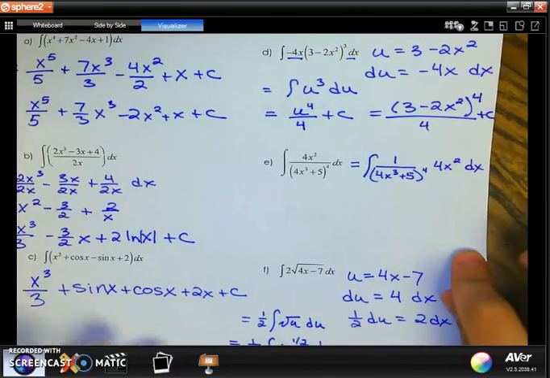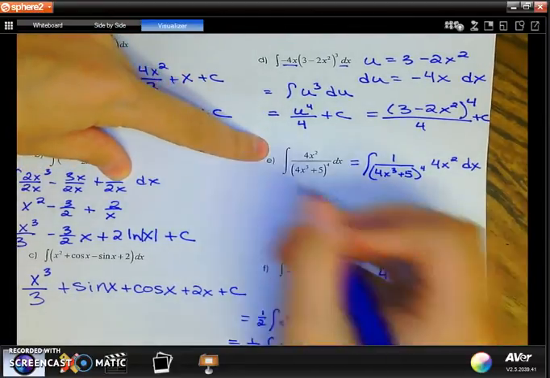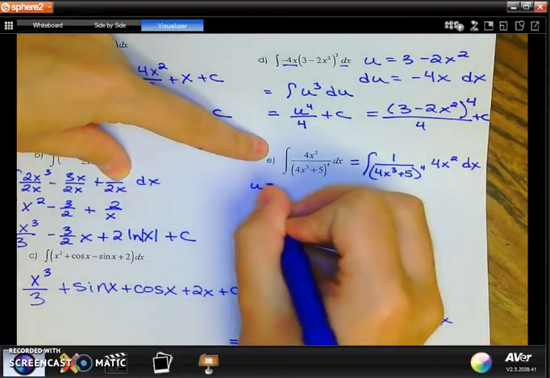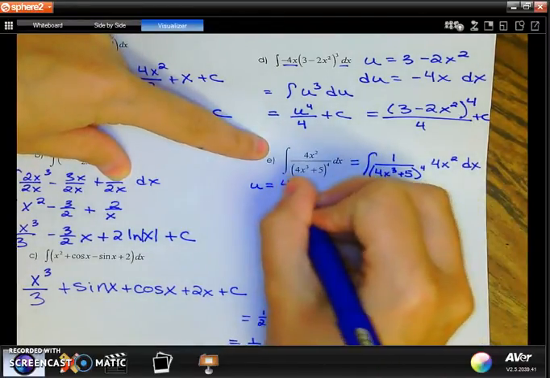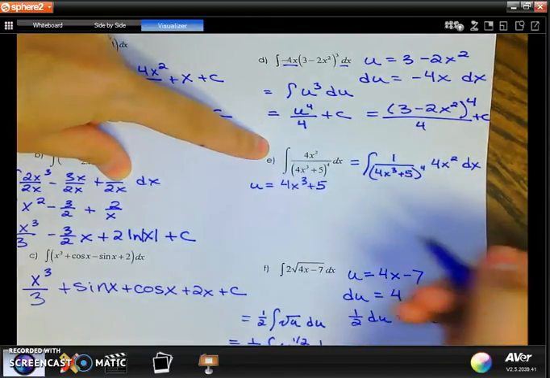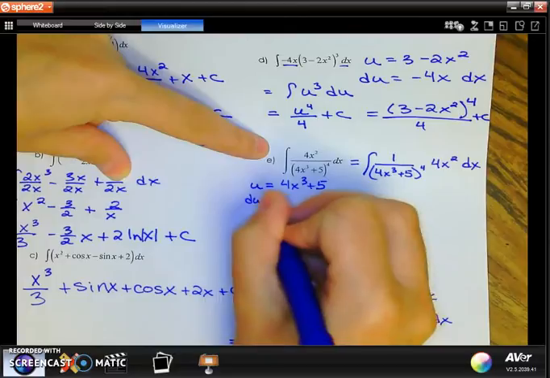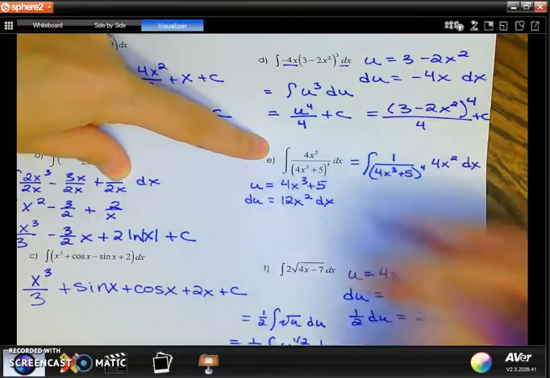The reason I did that is I think it's going to make it easier to see when I get my U and my du that it'll fit in there. So I'm going to say that U is whatever the parentheses are. So I've got 4x cubed plus 5 is my U, which means that my du, the derivative of that, is going to be 12x squared dx.